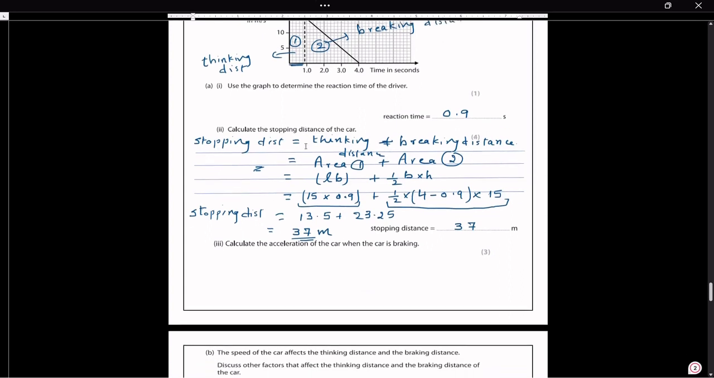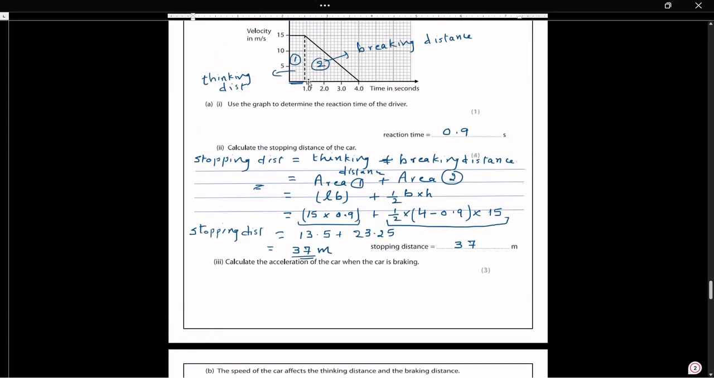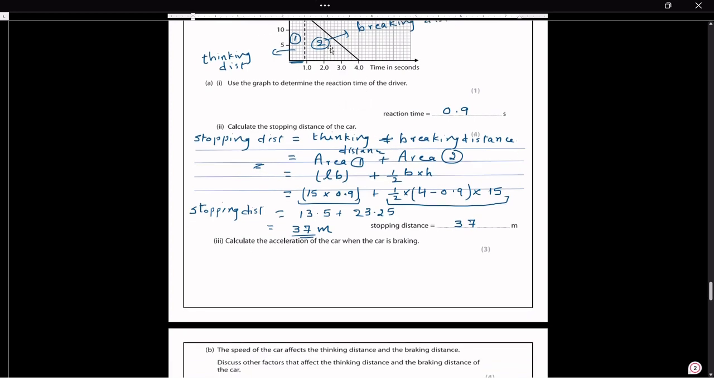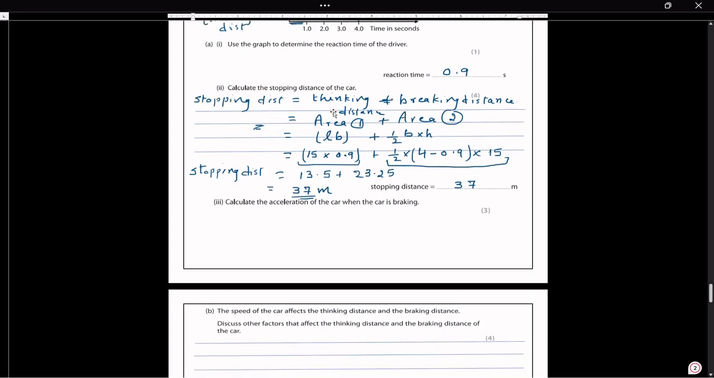You can do this question even by making use of the equation of the area for a trapezium. The complete figure looks like a trapezium. That way also you can calculate the stopping distance, the area under the graph.